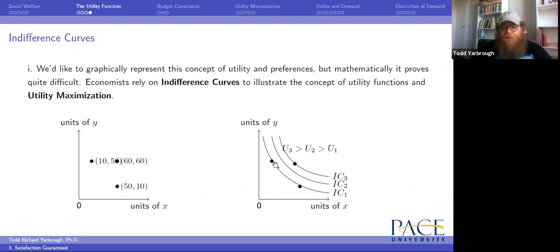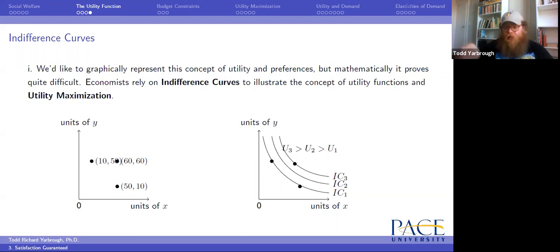This means that this bundle and this bundle yield for me the exact same level of utility. I'm no happier with this bundle than I am with this bundle. I am completely indifferent between those 2 bundles. Now, if we look at this bundle, we can see that this bundle is on a higher indifference curve, which means it gives us more utility, okay?